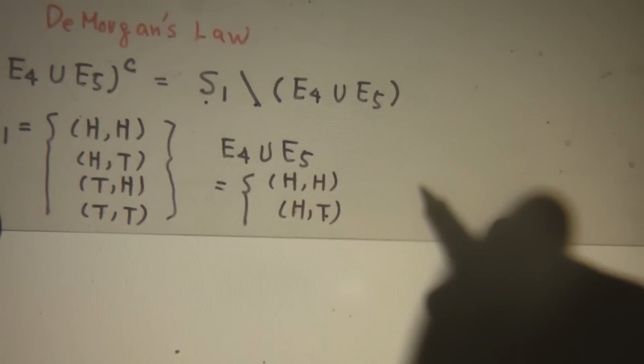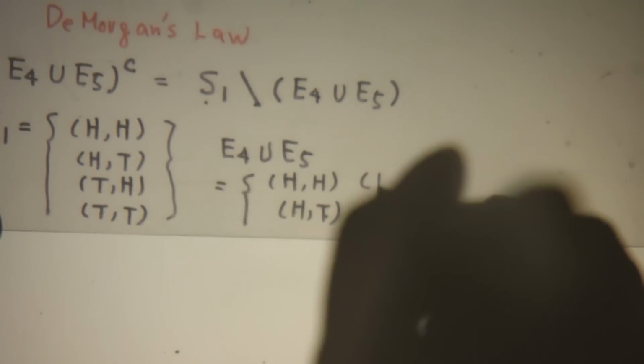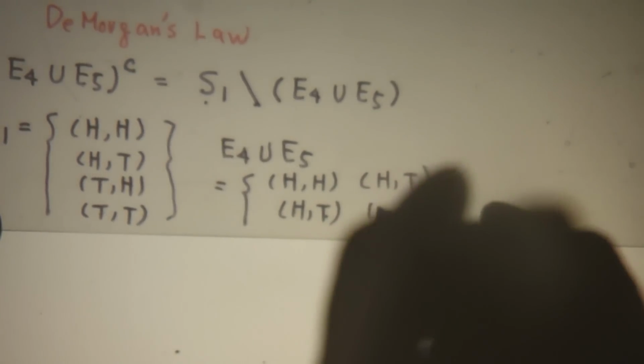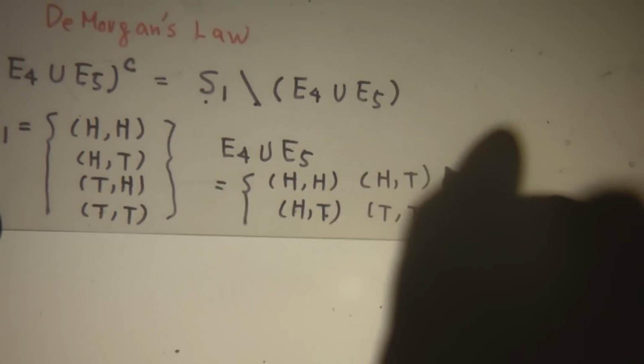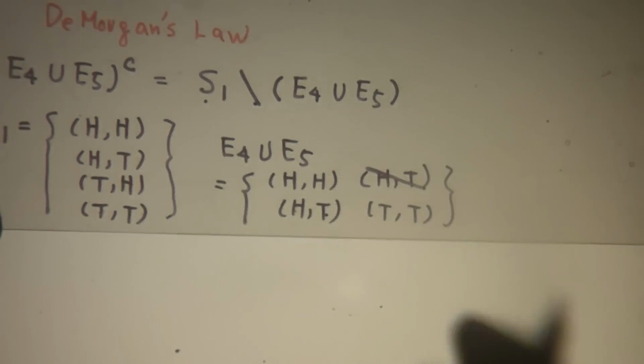And what's E4 or E5? E4 or E5, as we mentioned before, is head head and head tail. These two come from E4. And the two that come from E5 are head tail and tail tail. Because this one repeats, we don't need it again.